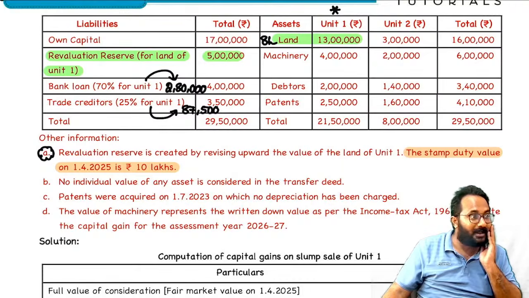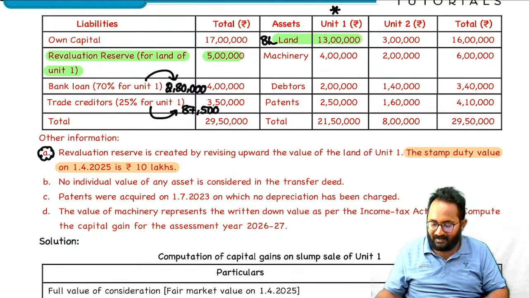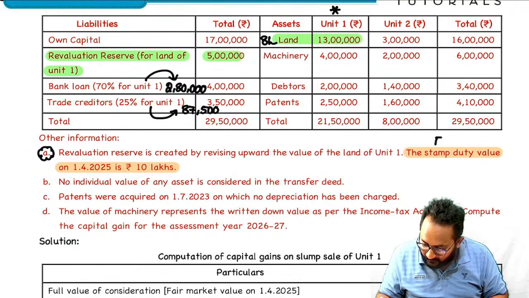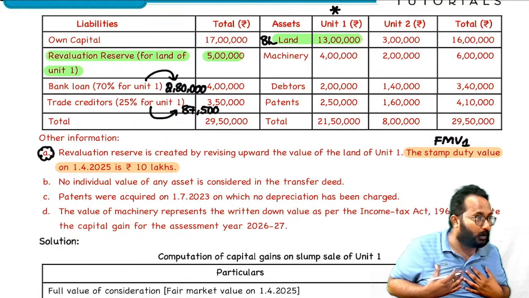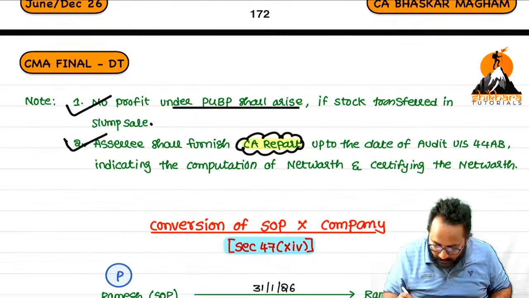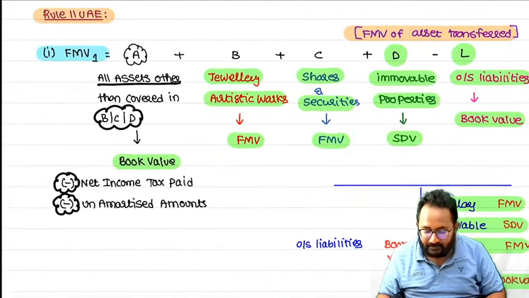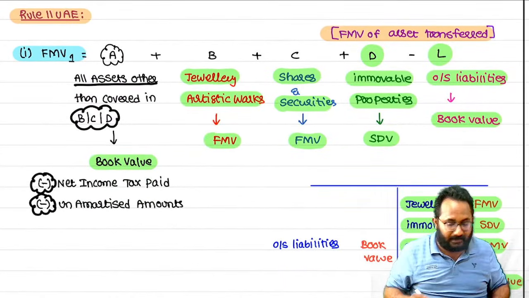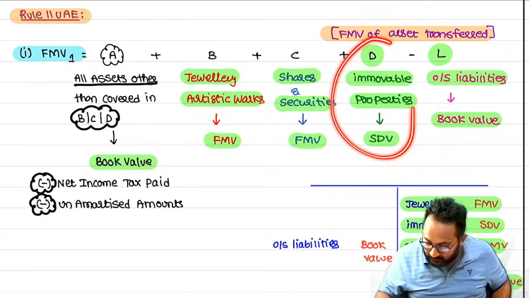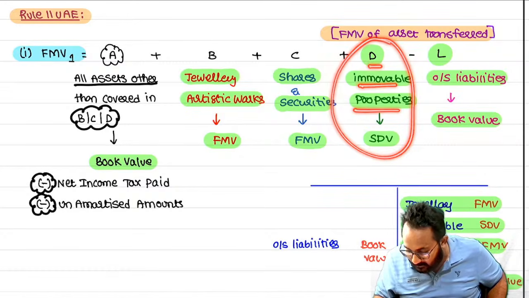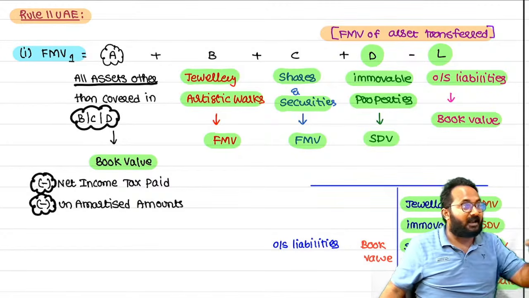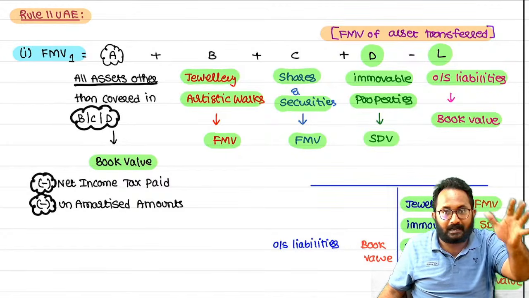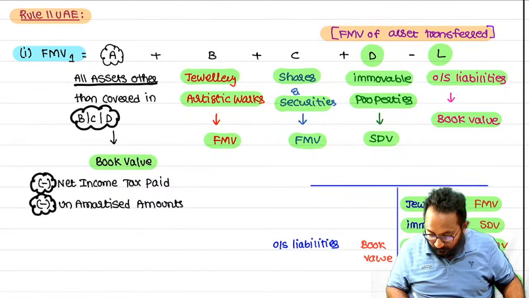Stamp duty value of our land they have given. This is for FMV1 computation. Whatever assets of ours, we have to value, right? In fair market value 1, please look at the screen. While calculating fair market value 1, for our immovable properties, land related, which value do we have? Stamp duty value. If they are not given this, we can't calculate the FMV1.